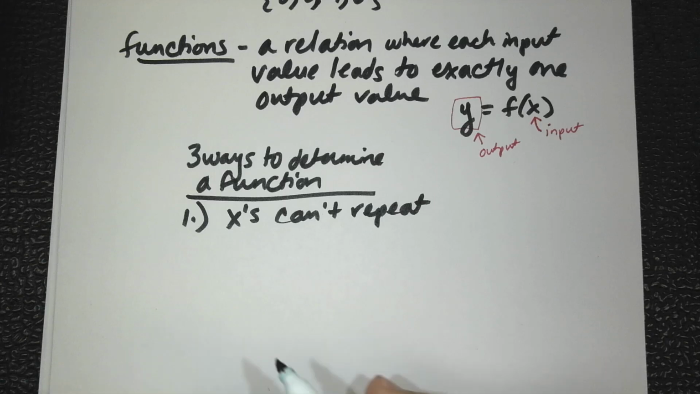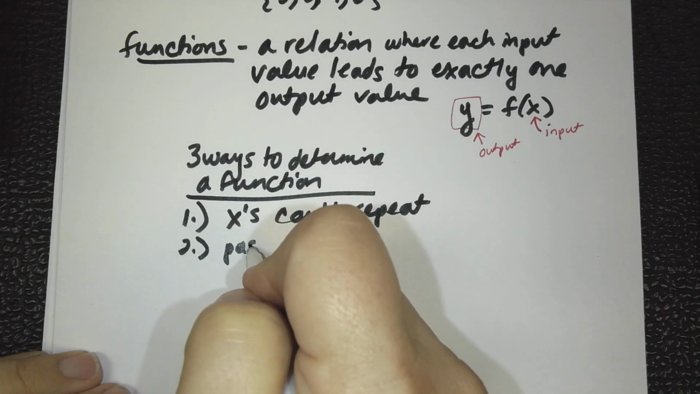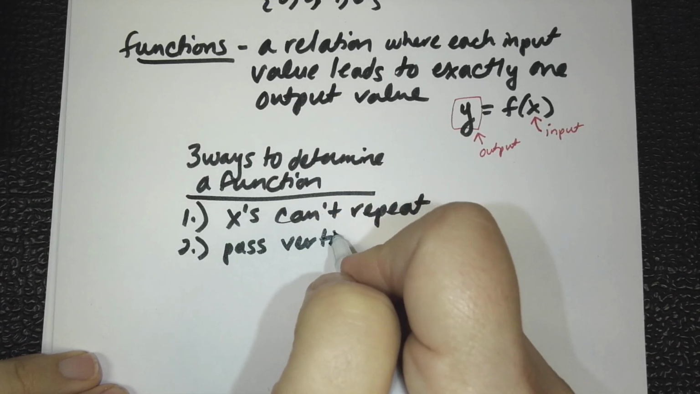Number 2, you've heard of this one. Have you heard of the vertical line test? You've got to pass that vertical line test. What does that mean? If you draw a vertical line, you can't hit the graph twice, because then your x's are repeating. So it's got to pass the vertical line test.